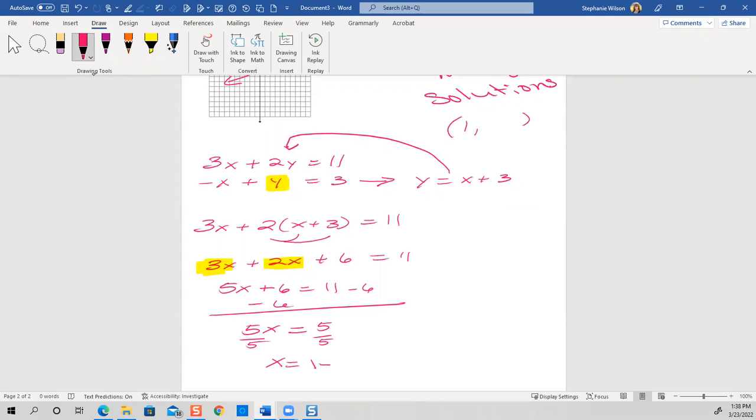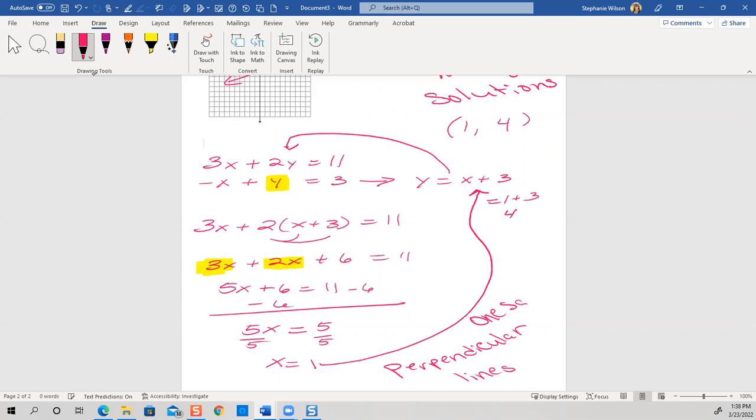Well, it'd be easier if we take this one here and just plug it in right here and we'll know what y is. So we get what? 1 plus 3, which is 4. So we know the ordered pair for this using substitution method is 1, 4. So that tells me that these lines are perpendicular. And they share one solution. That's where they intersect. So there's one solution. So I have an intersection here.